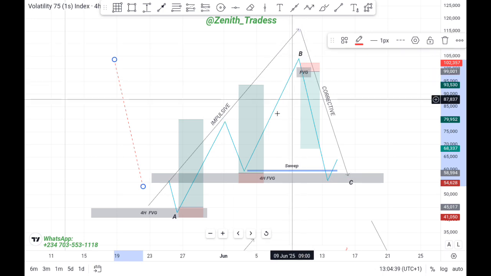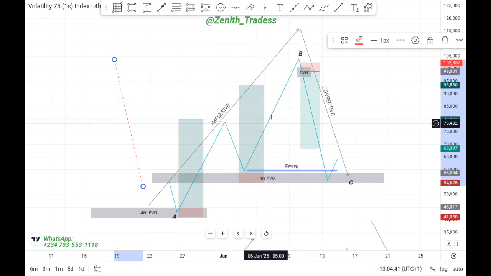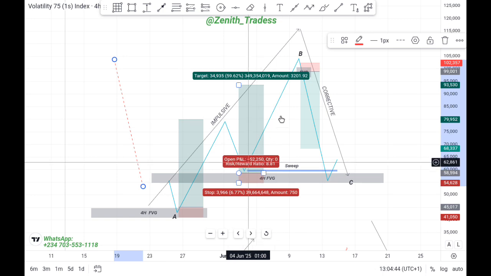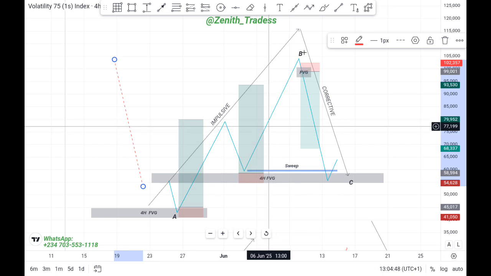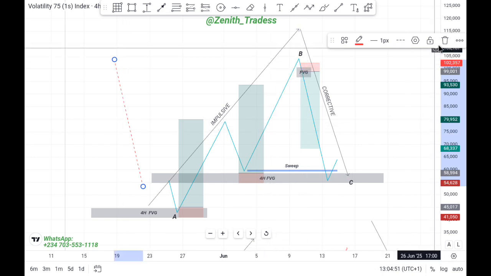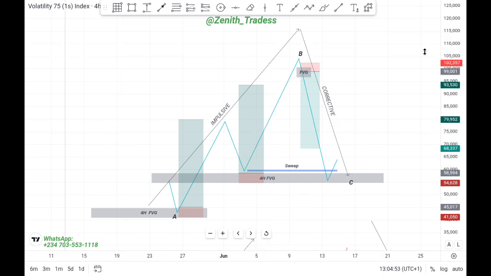So I don't expect to short on a CRT formation here telling me to short. I will rather wait to look for probability on a CRT that will be in line with this move, so that I will just follow it up. So that's the essence of you knowing the storyline, the phase, and the price objective. All right, let's continue.